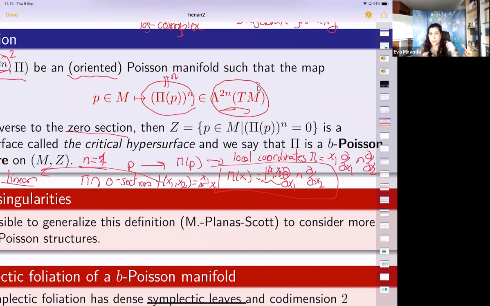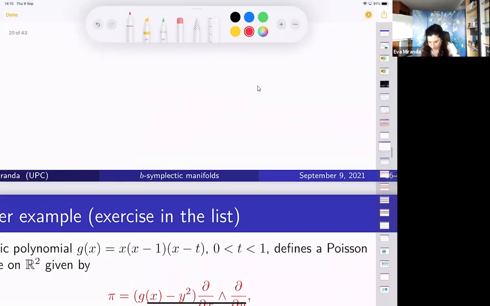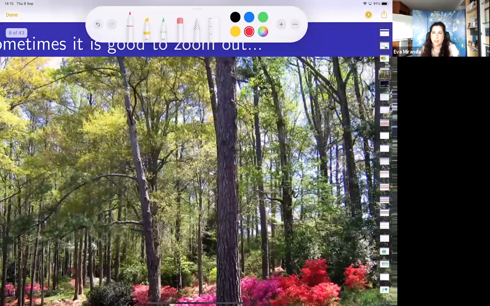In higher dimensions, pi^n gives you the equivalent of the volume form. So when you compute pi^n, you get a function of all the coordinates that multiplies the dual of the volume. So what you require is that this function is linear. You can require that this function equals x1. That's the condition of transversality.